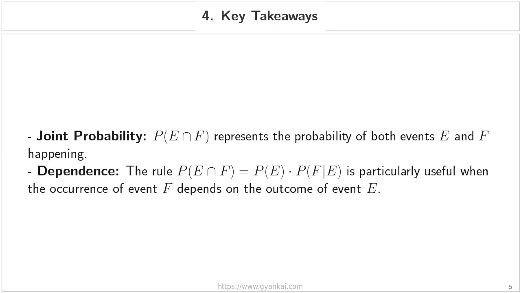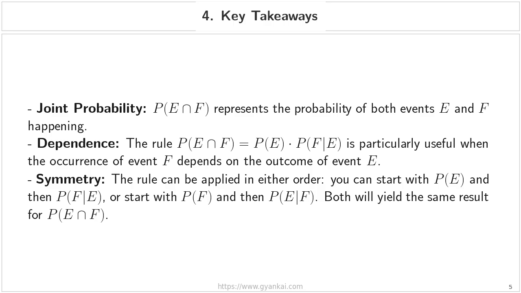Second, I want to highlight the concept of dependence. The formula we used, where P of E intersection F equals P of E multiplied by P of F given E, is especially powerful when the events are dependent. This means the outcome of the first event actually changes the likelihood of the second event happening, just like how our second draw changed because we didn't replace the first ball.